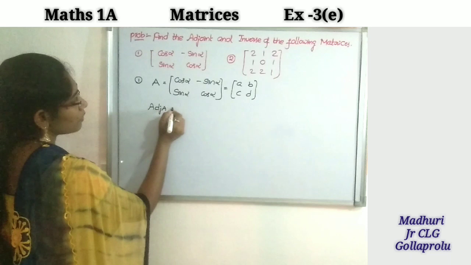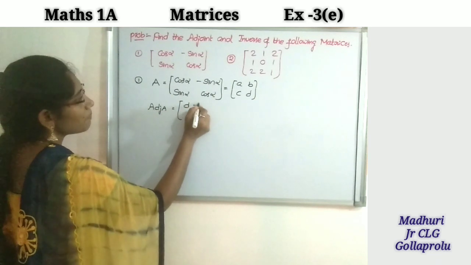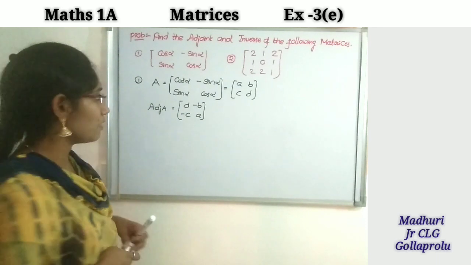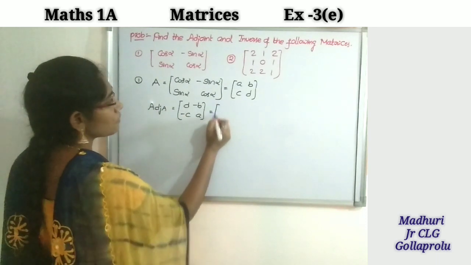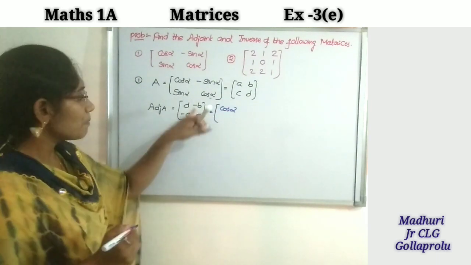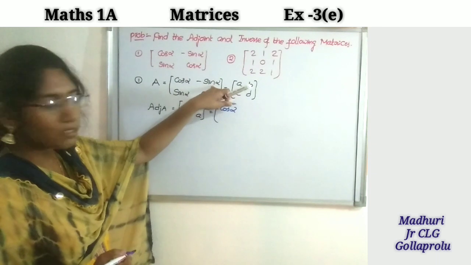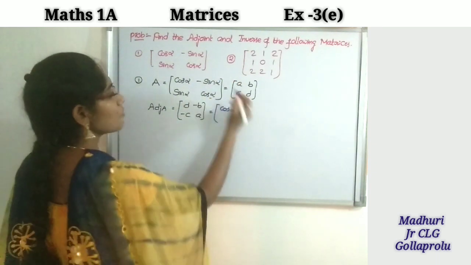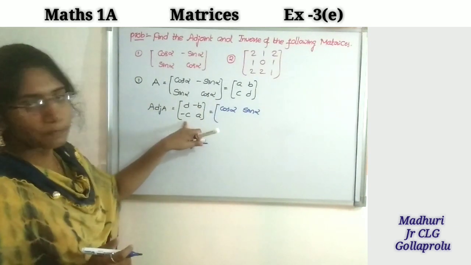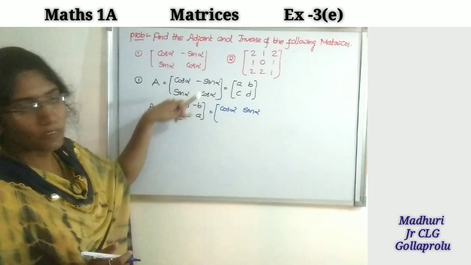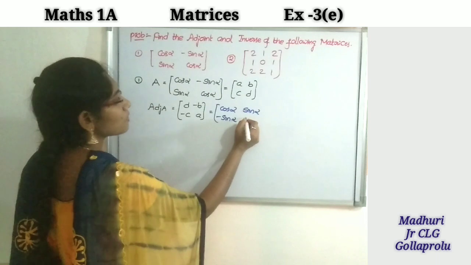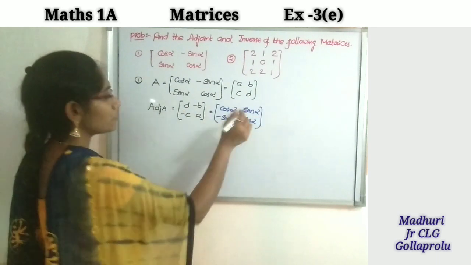Adjoint A is equal to the direct formula [D, minus B; minus C, A]. Now replacing the values. D is equal to cos alpha. Minus B, and B is minus sin alpha, so minus of minus sin alpha is sin alpha. Minus C, and C is sin alpha, so that is minus sin alpha. A is cos alpha. So this is the value of the adjoint.